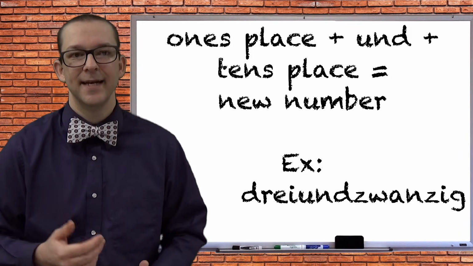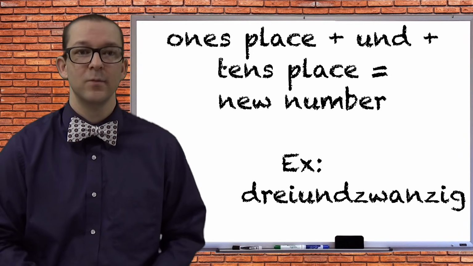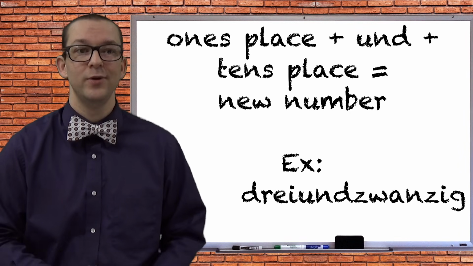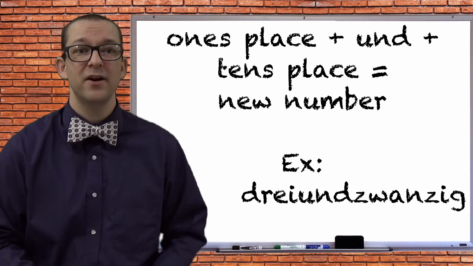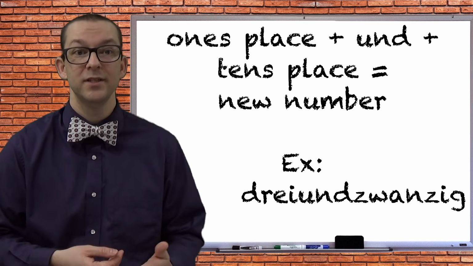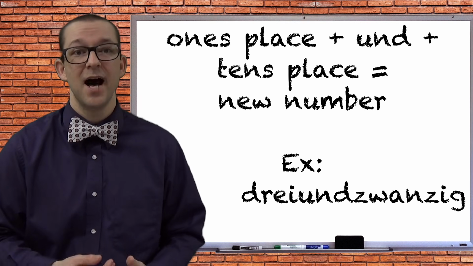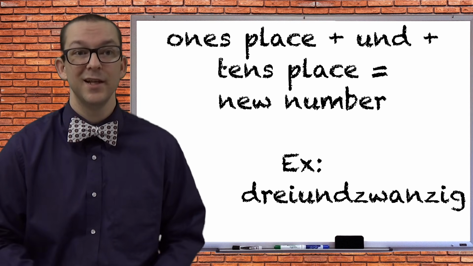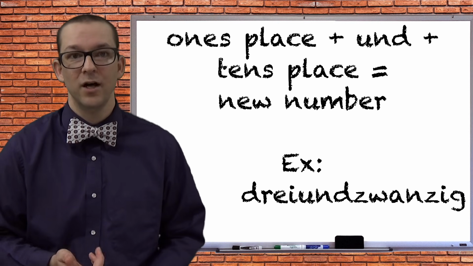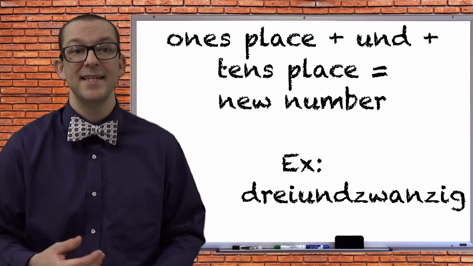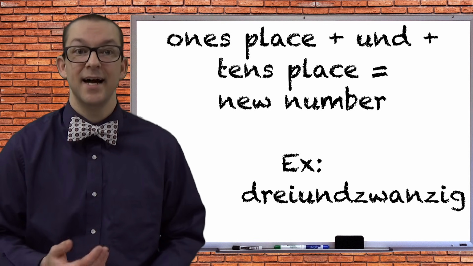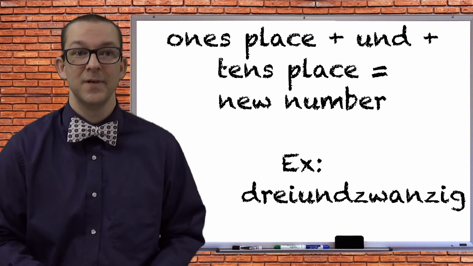After 19, we have a similar pattern. All of the numbers up to and including 99 follow the pattern of ones place plus und plus the tens place. Obviously, if there is a 0 in the ones place, you don't bother saying it out loud. If the number 1, or eins, is in the ones place, you don't say the S at the end of the word. Instead of saying eins, you say ein. And here are the numbers from 21 to 29 as an example.